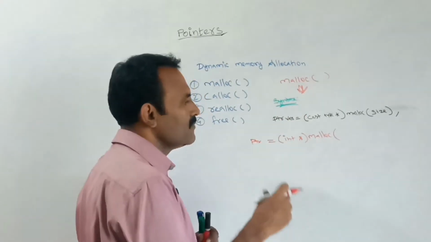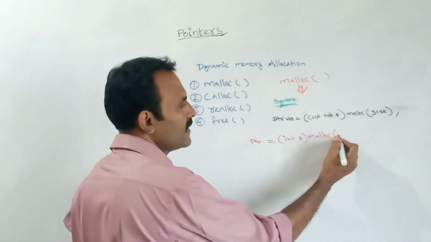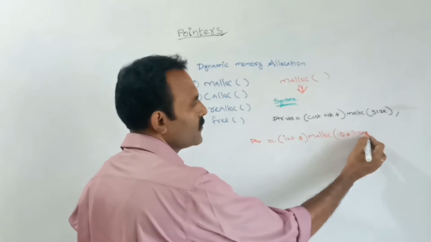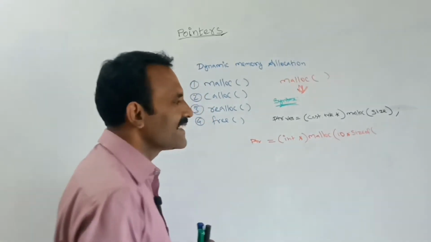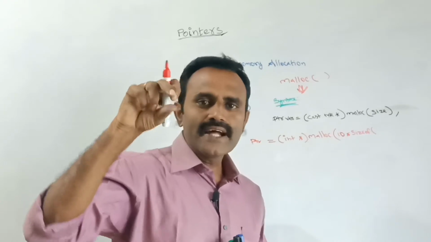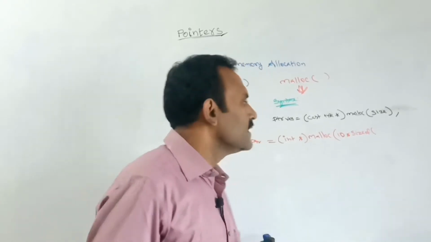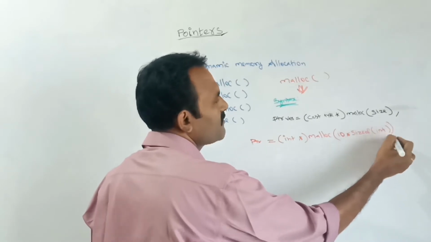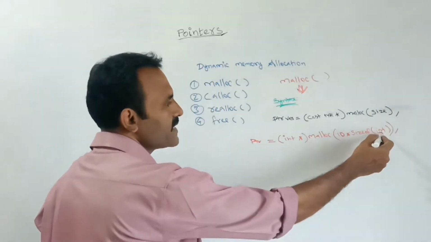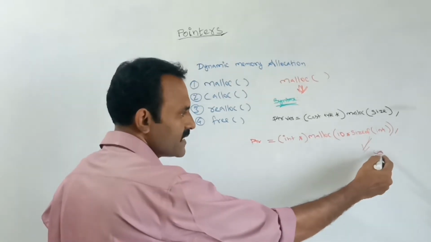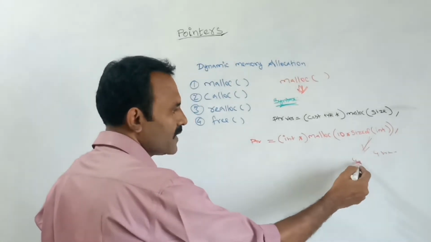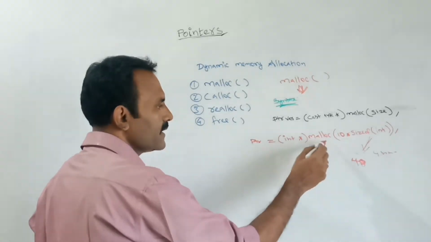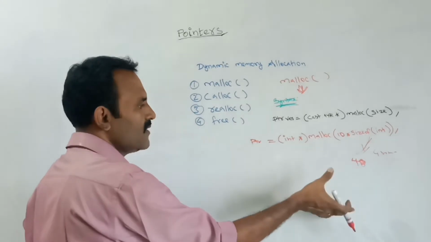Here, how many elements do I need to store? 10 elements means here I should give 10 into sizeof. The sizeof function returns the size of the data type, that is, of a variable or data type. Here I am giving integer, so what will be the size? What is the default size of integer? The default size of integer is 4 bytes. So 10 into 4 is 40. So these 40 bytes were allocated by using this malloc to this pointer variable.